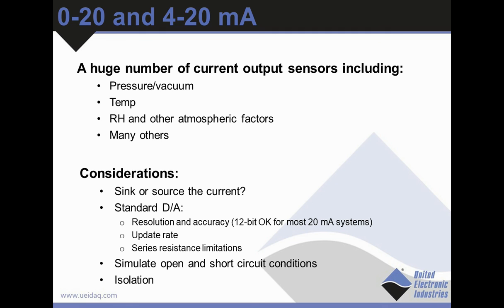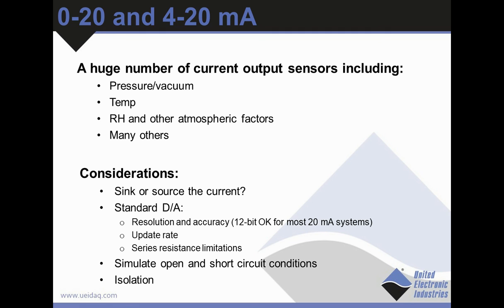One thing you do need to figure out is whether your device needs to sink or source current. It depends on the application, but often 12-bit accuracy is fine for most 20 milliamp boards, though most modern products are 16. It's seldom a requirement to go higher than that. Update rate is usually pretty slow. Every once in a while we run into a device that runs fast, but a kilohertz is an awfully fast 0 to 20 or 4 to 20 milliamp.